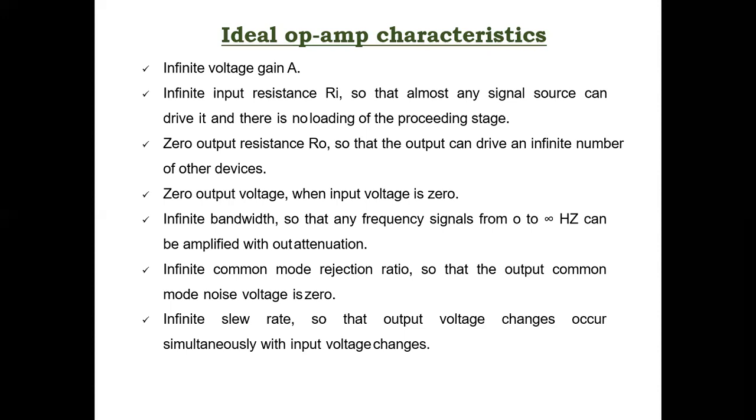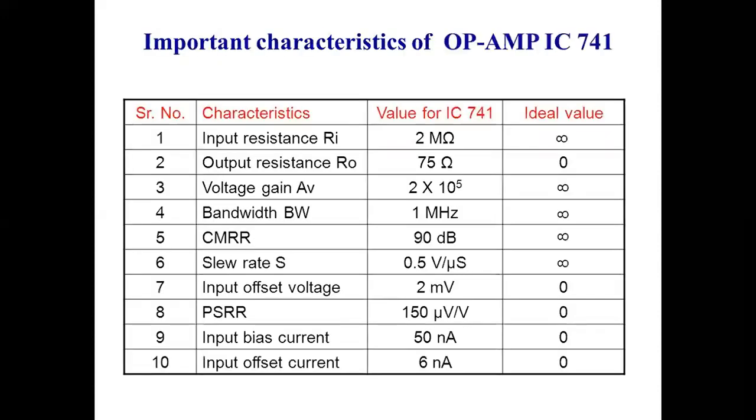Infinite voltage gain, infinite input resistance, so that almost any signal source can drive it. There is no loading in the processing stage. Zero output resistance, zero output voltage, infinite bandwidth, infinite common mode rejection ratio, then infinite slew rate. So these are the ideal operational amplifier characteristics. This is the basic important characteristics of the IC741.